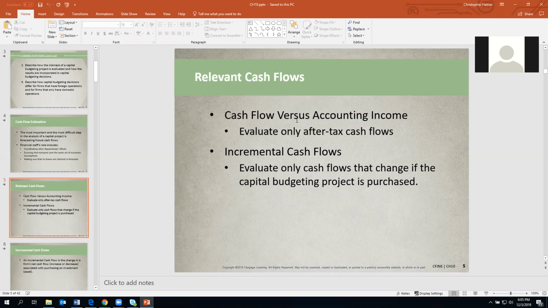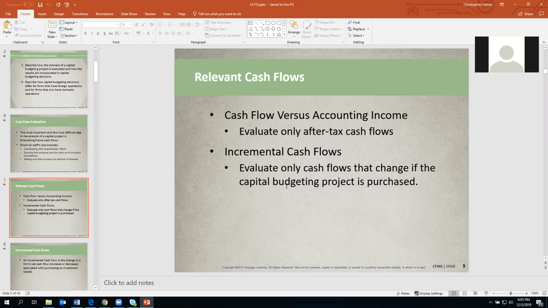So cash flows versus accounting income, evaluate only after-tax cash flows. And this has been a familiar theme. To get what you keep, you have 1 minus the tax rate, and you multiply by that multiplier. So 1 minus whatever the tax rate is, and that's what you keep.